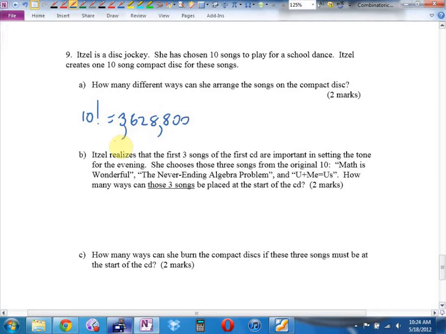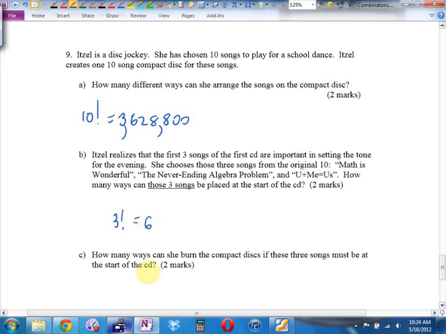Ah, but Itzel's done music before. She's got game. She understands that the first 3 songs are important. They set the tone for the evening, and she has chosen Math is Wonderful, the never-ending algebra problem, and You plus Me equals Us. How many ways can those 3 songs be arranged? 3, then 2, then 1.